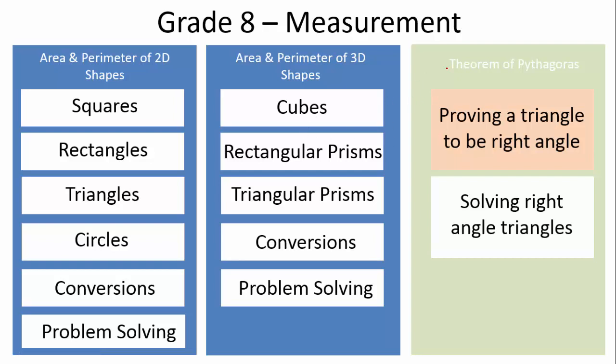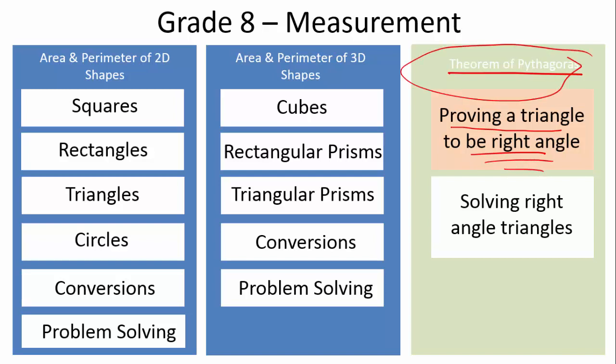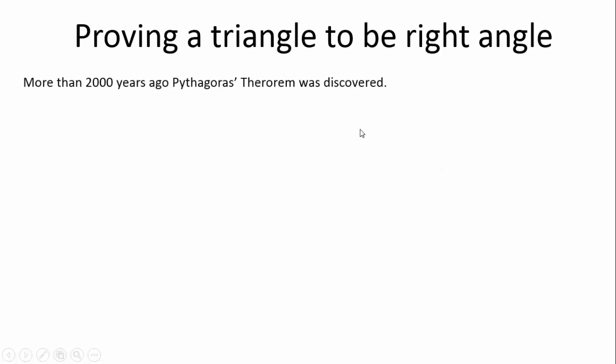Okay, grade 8, now we're going to be doing the Theorem of Pythagoras. This is quite a fun section and it's all about triangles. And we're essentially going to prove a triangle to be a right triangle. And what does that mean? We're going to use the Theorem of Pythagoras to figure this out. Let's get straight into it.